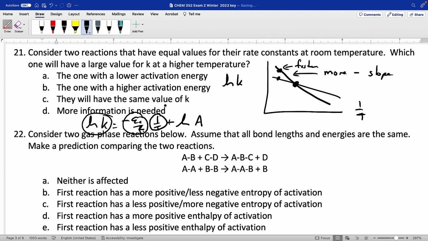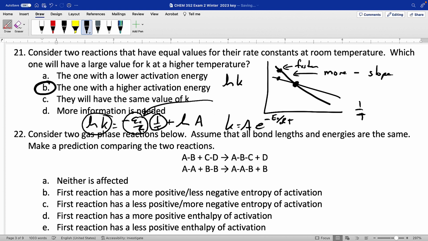If it's the more negative slope, we can see, since the slope is the negative of the activation energy over R, it's the bigger activation energy. So higher activation energy is the one that's going to speed up more. And we can think about this conceptually in that, what is activation energy? Well, let's write this out. k is equal to A e to the negative Ea over RT.